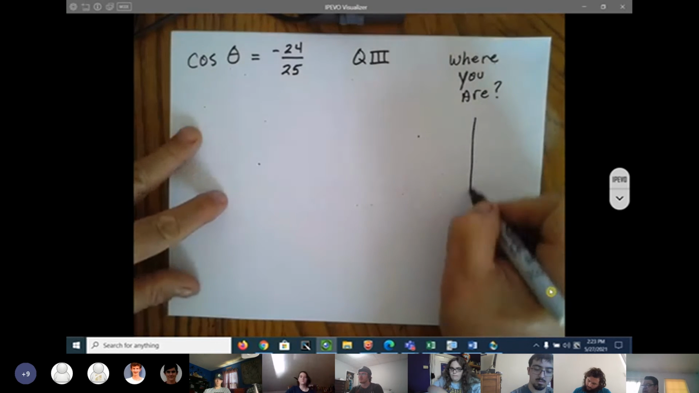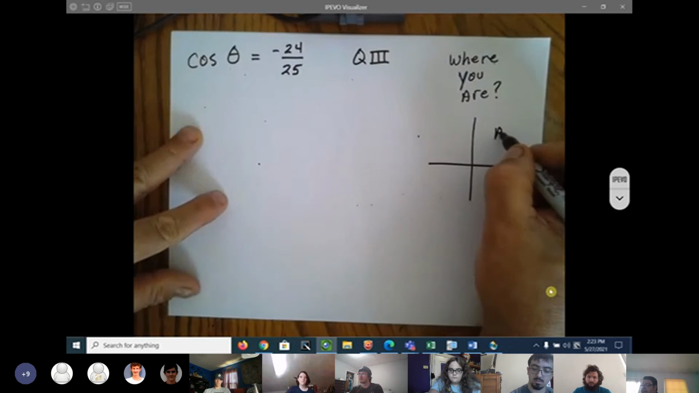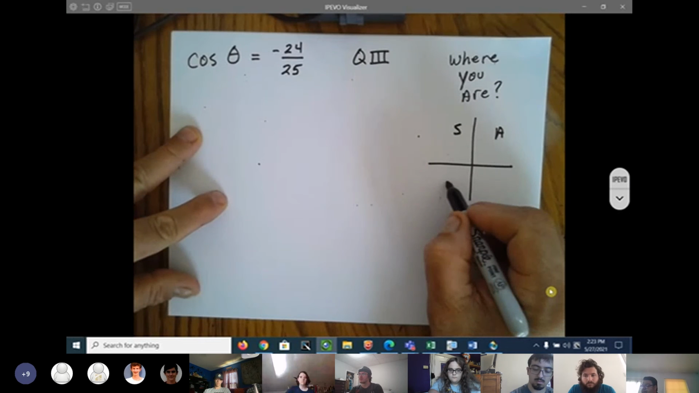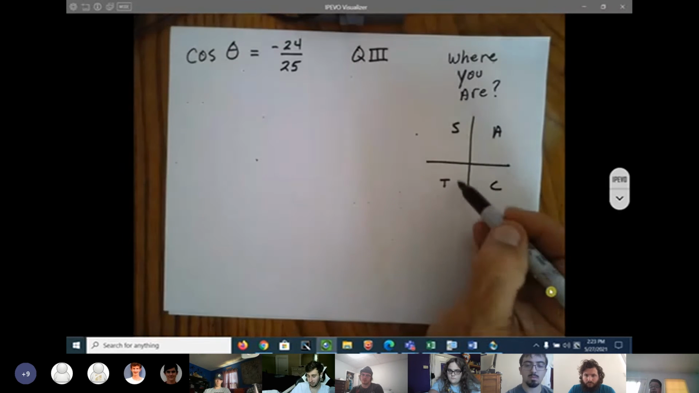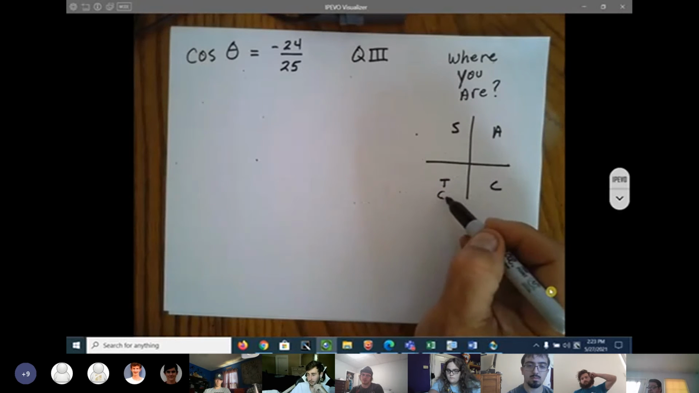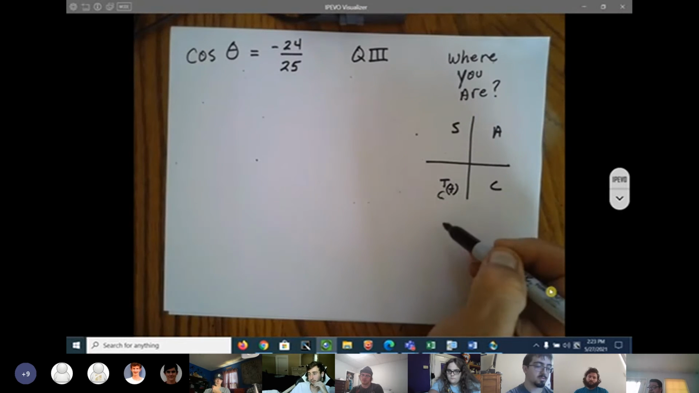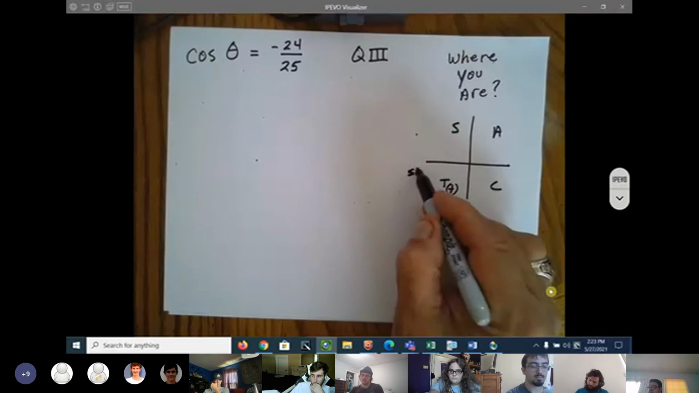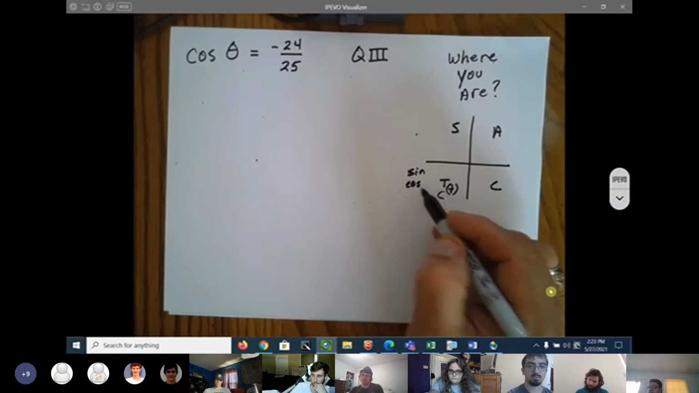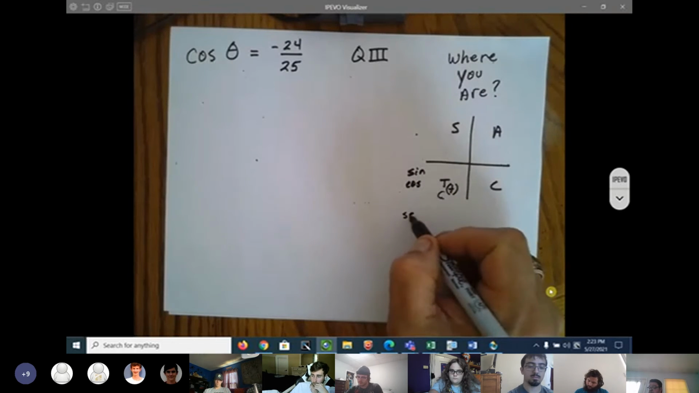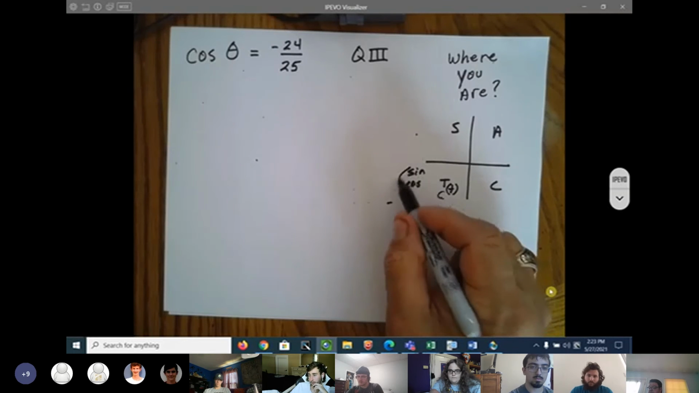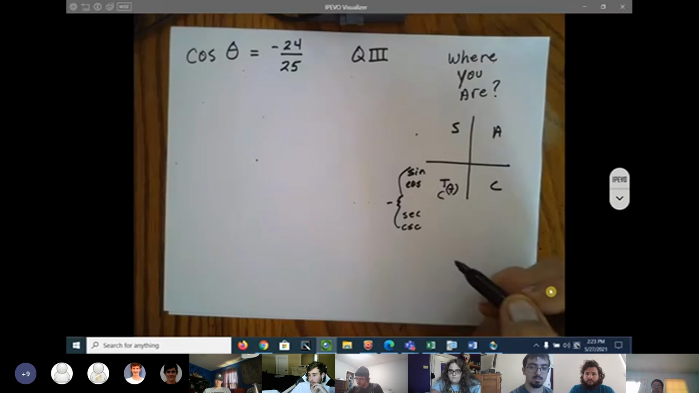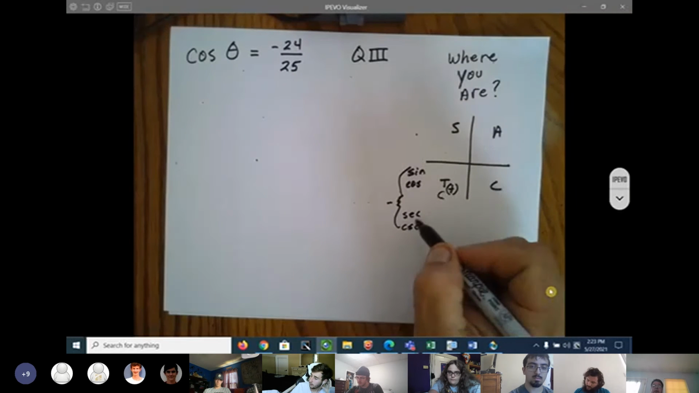All Students Take Calculus. In the third quadrant, the tangent and the cotangent are positive. Therefore, the sine, cosine, secant, and cosecant are all negative. Okay?